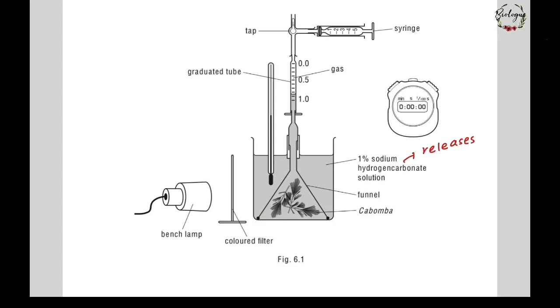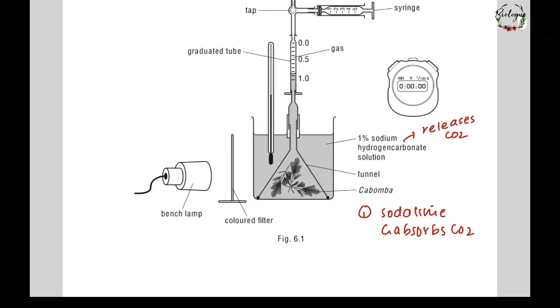So remember two things, okay? The first thing is soda lime. Soda lime is something that absorbs carbon dioxide. So it's usually used to suck in or absorb the carbon dioxide. Second is sodium hydrogen carbonate, NaHCO3, which will release or produce carbon dioxide.